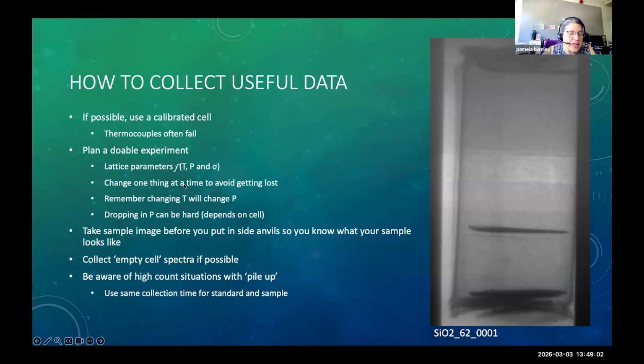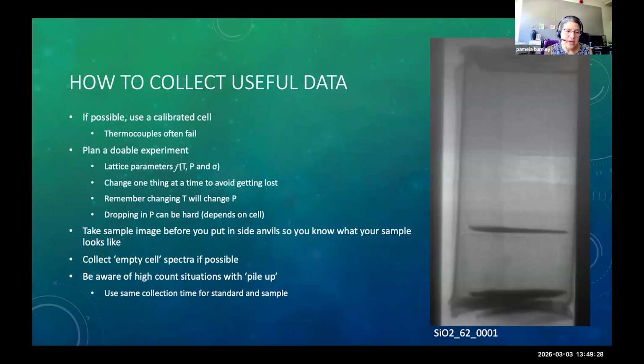So we always change one thing at a time and then take some diffraction to keep from getting lost, basically. And it's important to remember that changing temperature will change pressure. The cells have their own equation of state, so to speak, so if you change the temperature, then you will get thermal pressure, etc.